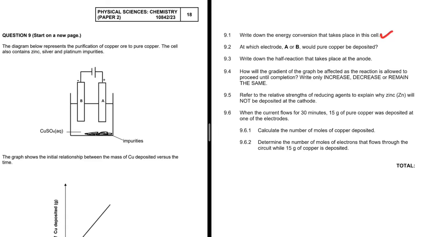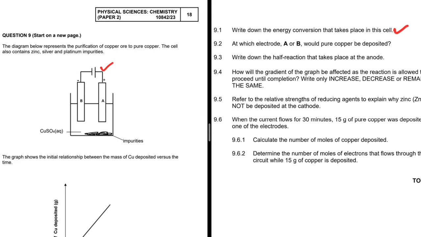Write down the energy conversion that takes place in this cell. It is an electrolytic cell, so we have electrical energy to chemical energy. We can also see that by the presence of a power source: we have electrical energy being supplied to the cell, and that electrical energy is then converted to chemical energy. That is 9.1, let's take a look at 9.2.